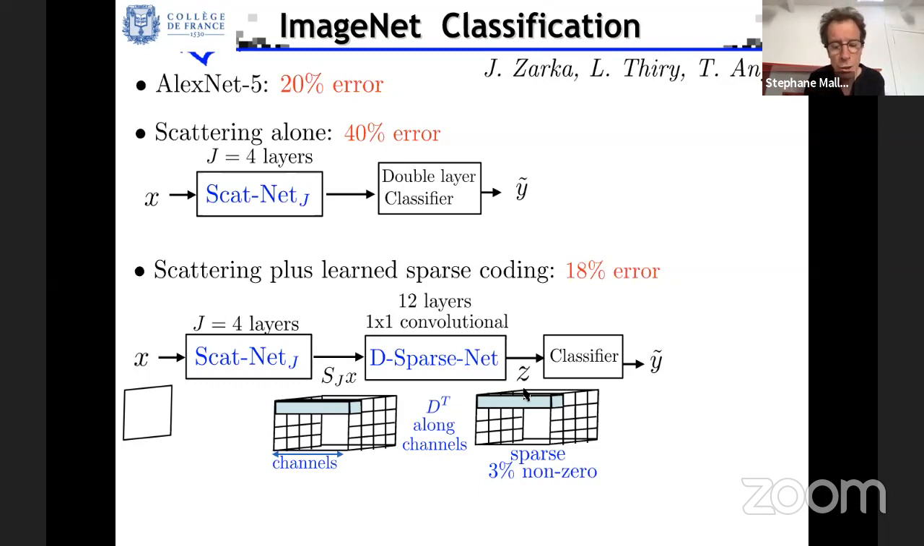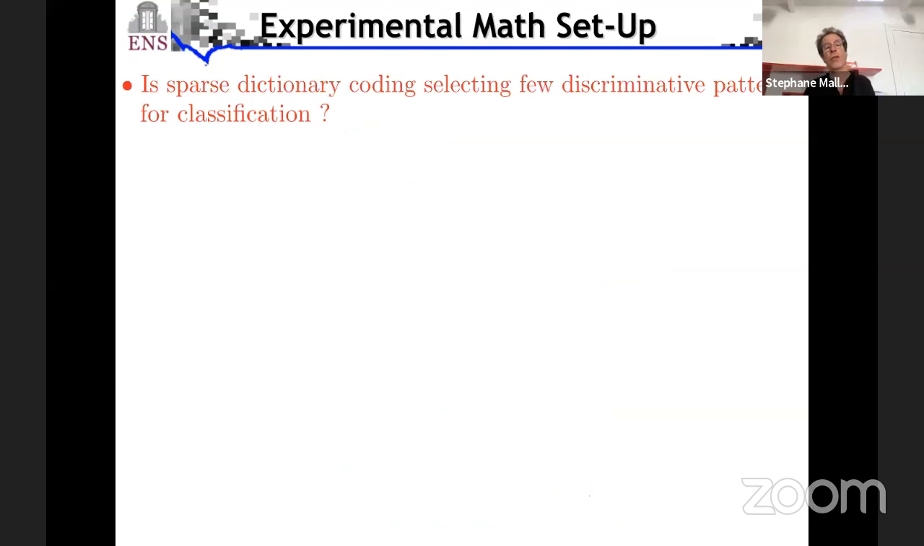So the question now is why? Why can this single matrix divide by 2 the error, and what is the nature of this reduction? So the first idea that comes to mind is to say, okay, you built a sparse dictionary. It works well because you've selected few discriminative patterns for classification.